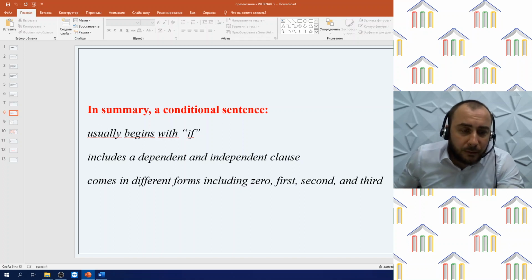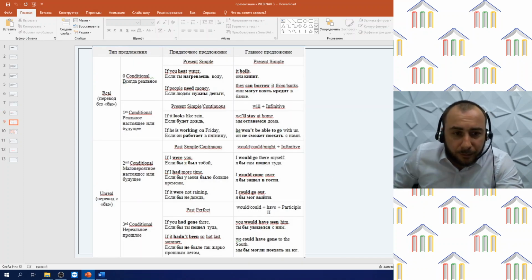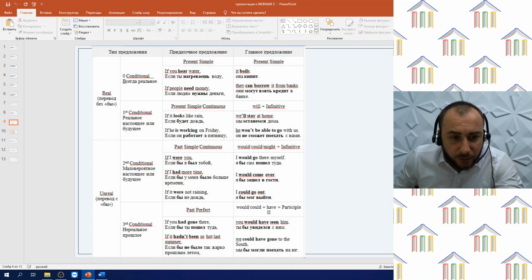То есть они нереальны. So here's the table. So we can see that type of sentence. Real is zero conditional, всегда реально. First conditional, реальное настоящее или будущее.